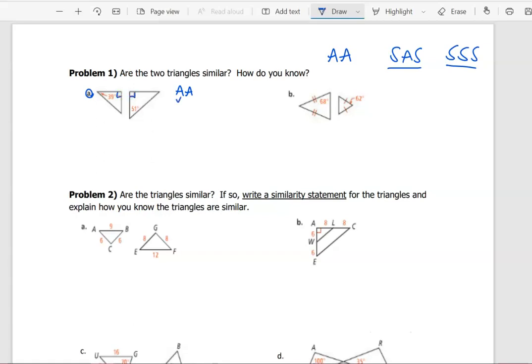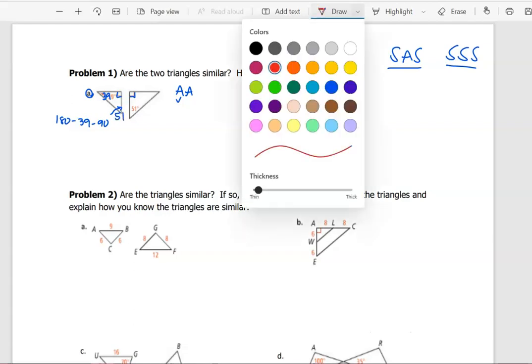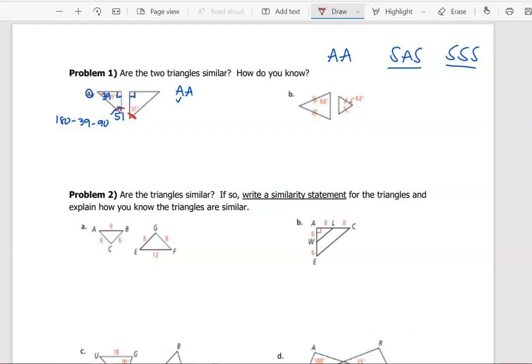I kind of use this as my checklist. If I know that this angle is 39, obviously we can find this other angle: 180 minus 39 minus 90, and I get that angle is 51 degrees. Right away, I realize I've got congruent angles. This angle is 51, this angle is 51, there's my other angle. So I could say yes, the triangles are similar by angle, angle.